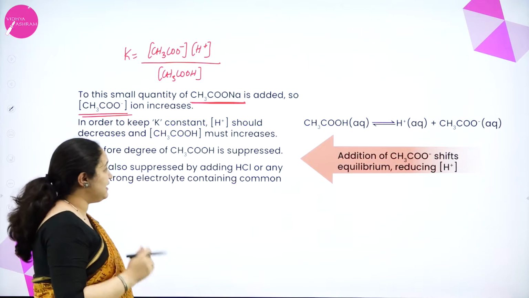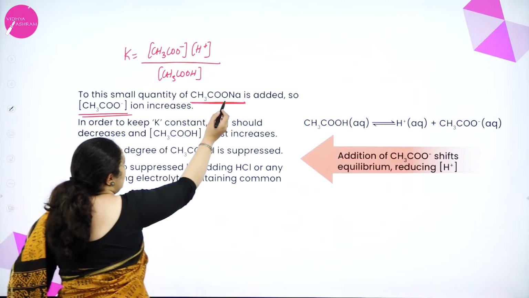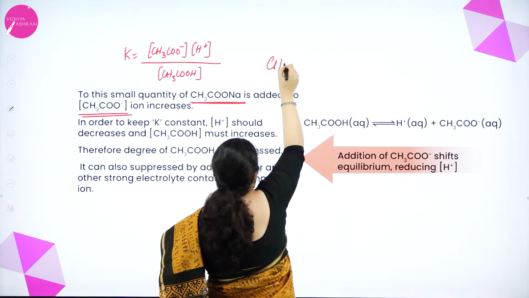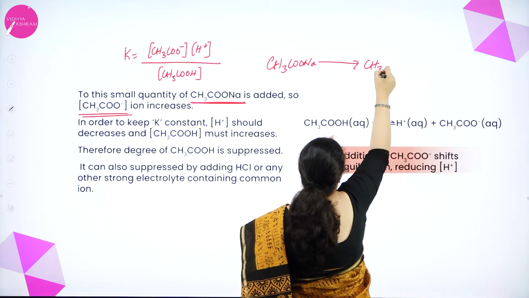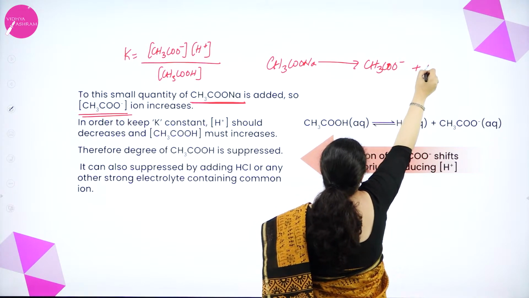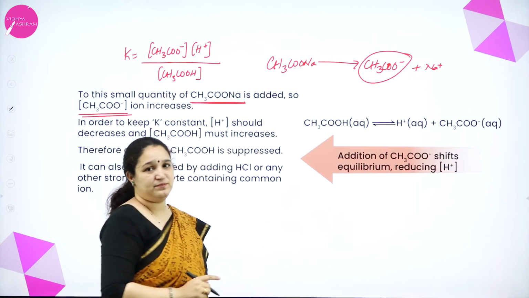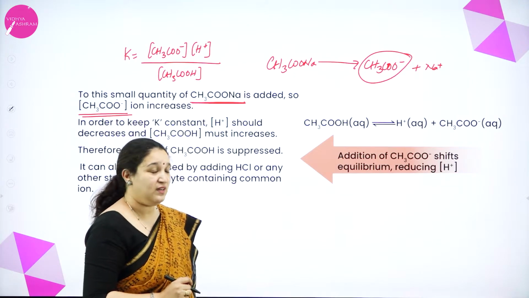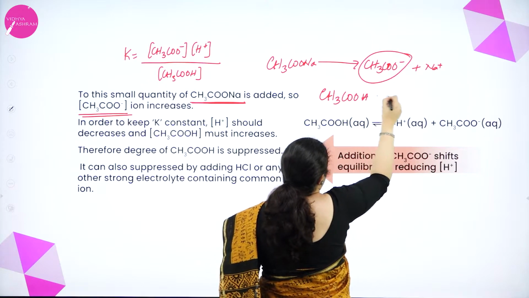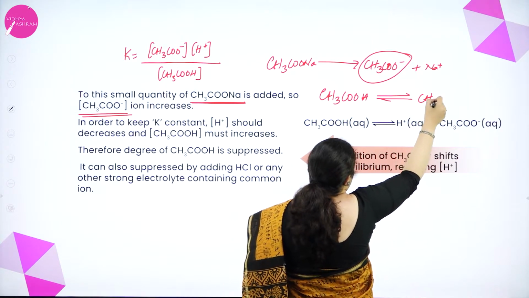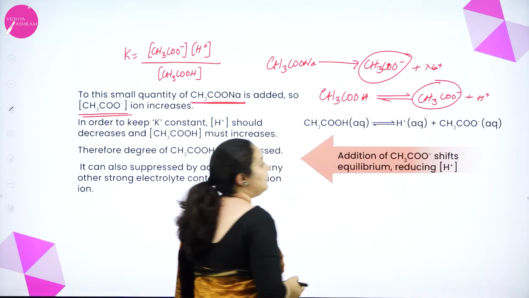Now, the system which is at equilibrium, for that what did I add? I added CH3COONa. Now, CH3COONa will undergo complete dissociation to give CH3COO minus plus Na plus. Now, this ion is common with the acetic acid. Correct? Acetic acid, what did I get? I got CH3COOH, which dissociated to give CH3COO minus and H plus. So this is common. Correct?